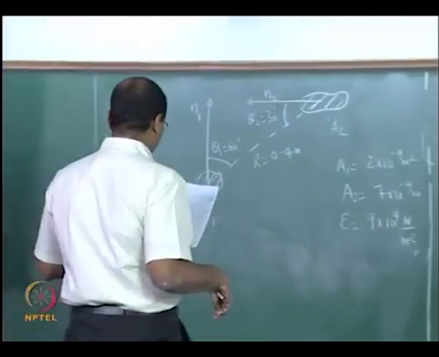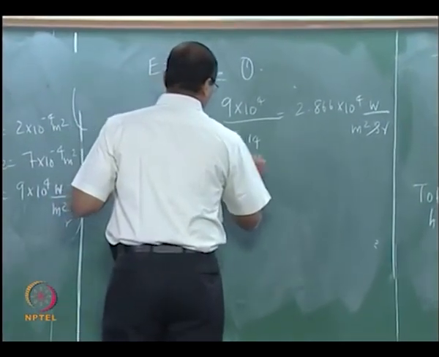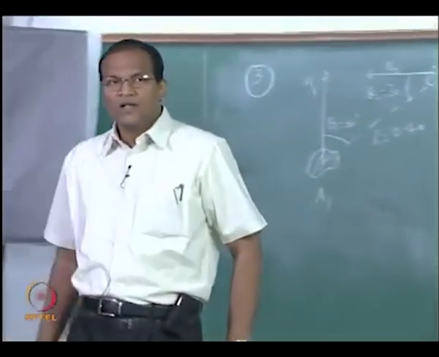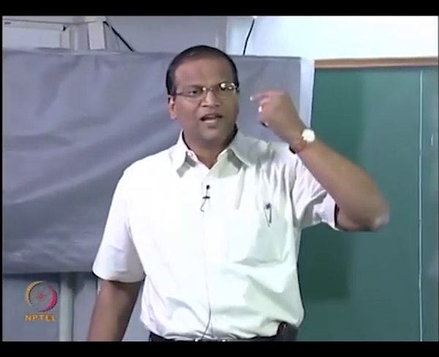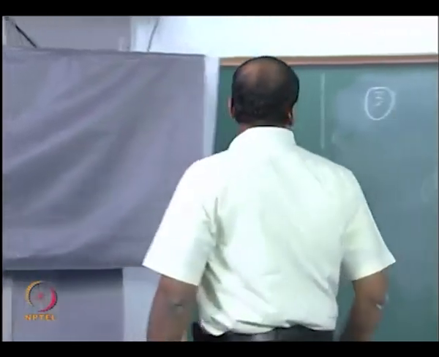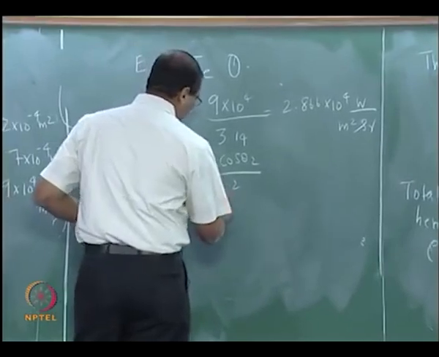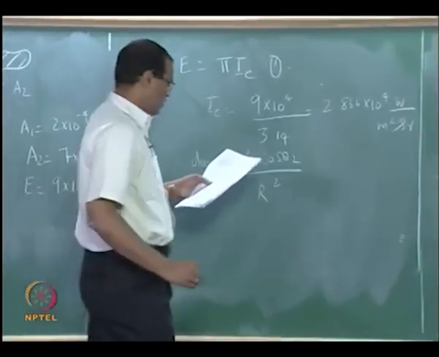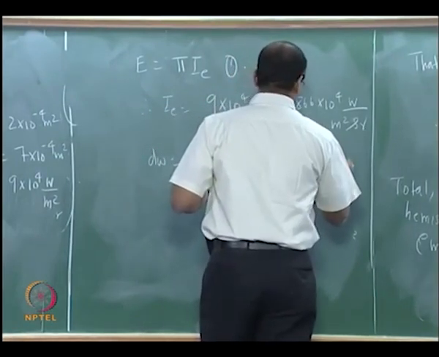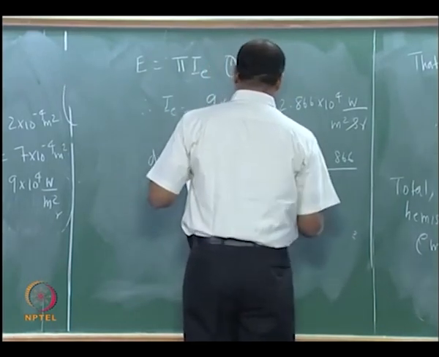You just watch me solve this. So d omega is the solid angle: the receiving area A multiplied by cos theta 2 divided by r squared. So this is 7 into 10 to the minus 4 into cos 30 divided by 0.4 whole square.